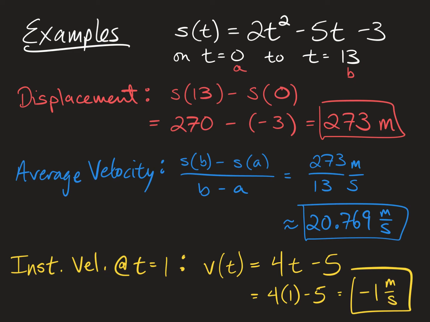A speed is the absolute value of a given velocity. So the absolute value of velocity equals speed. We can talk about velocity having specific signs, either positive or negative, meaning moving forward or moving backward, or we can talk about the speed. So even though this object is moving backward 1 meter per second, the speed of this object is 1 meter per second.